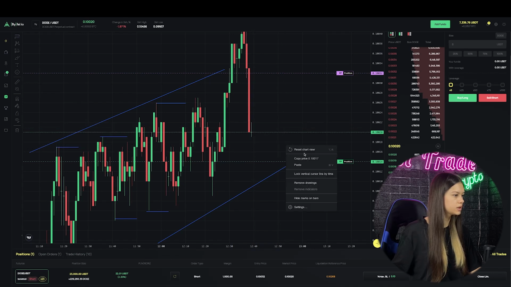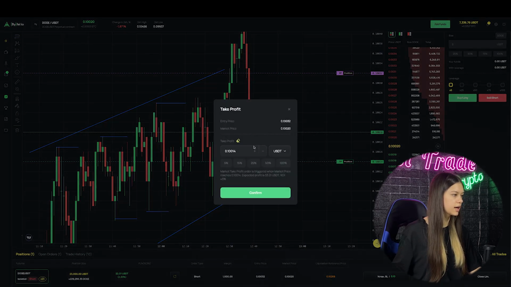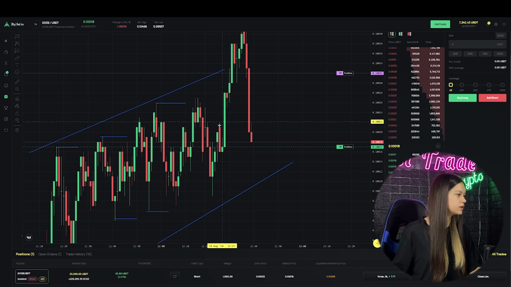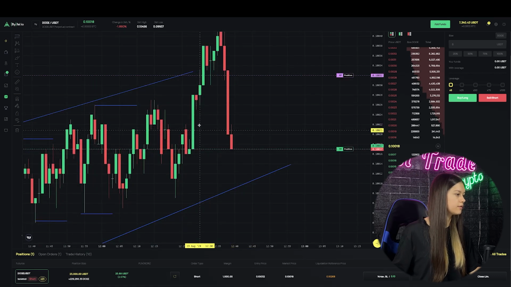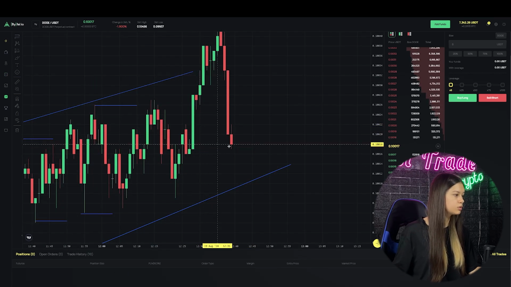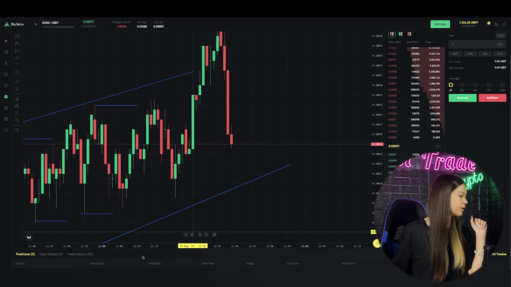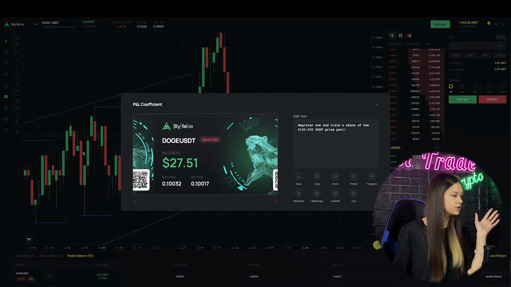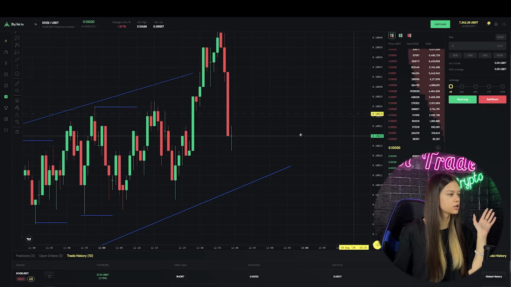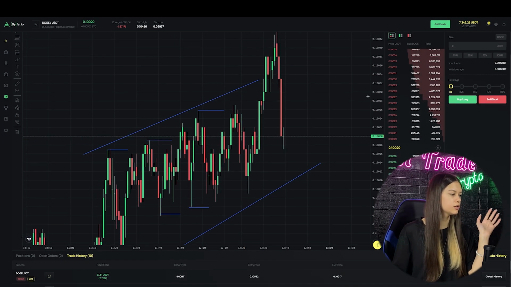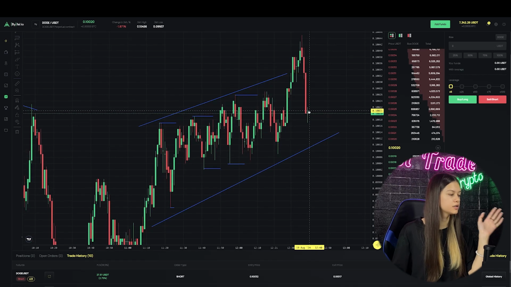Now I want to move my take profit to this area. Firstly, it's because of this imbalance that price can fill and then take a good reaction from this imbalance. So then I moved my take profit, and as you can see, I'm already in profit. And as you can see, I earned $27. It was such a simple analysis of the chart, and also such a simple analysis of the trend movement.